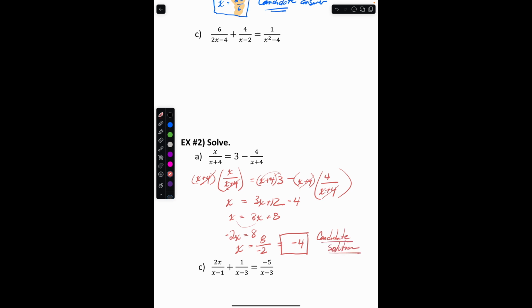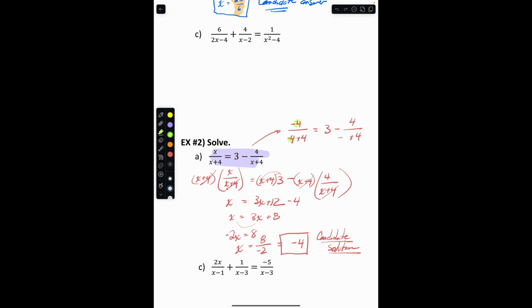meaning if the solution's there, this is going to be it, but I have to go back and check it. So now I'm going to look back at the original equation here, and I'm going to plug in negative 4 everywhere I see an x. All right? So if I plug in negative 4 everywhere I see an x, I get negative 4 over x plus 4 equals 3 minus 4 over x plus 4. All I did was write negative 4. I didn't do it, did I? That's supposed to be a negative 4 there. Now, what I did was I wrote in a negative 4 everywhere I saw an x.